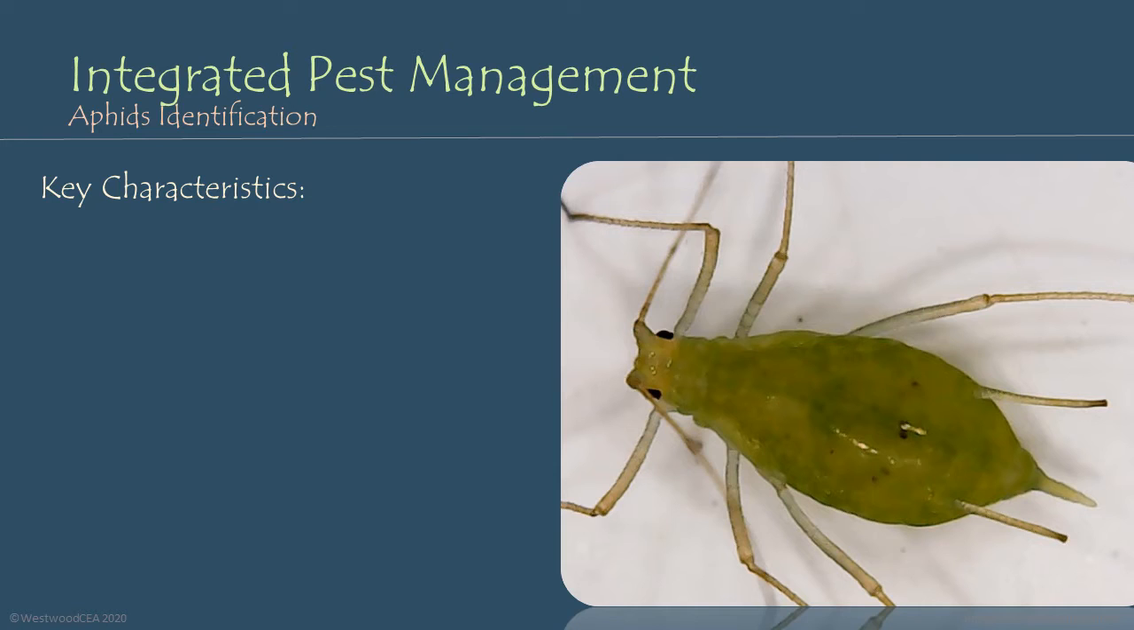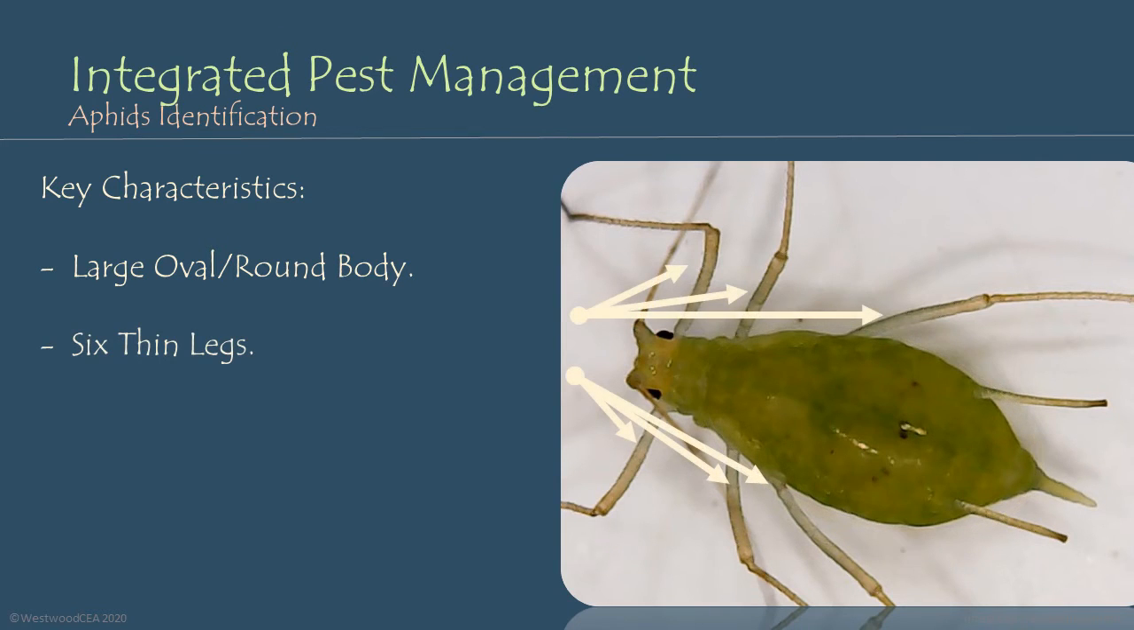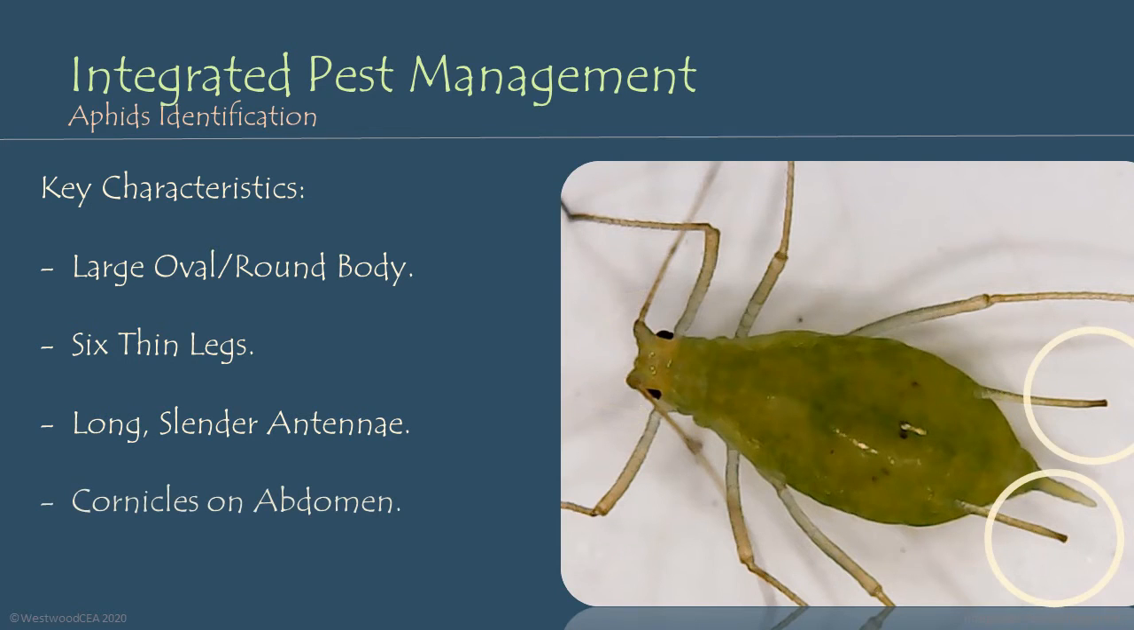Some key characteristics when identifying an aphid are the large oval or roundish body. They have 6 long, very thin legs, and they have 2 long, slender antennae. Additionally, on their abdomen, they have what are called cornicles, and these are long appendages that protrude backwards off of the abdomen.